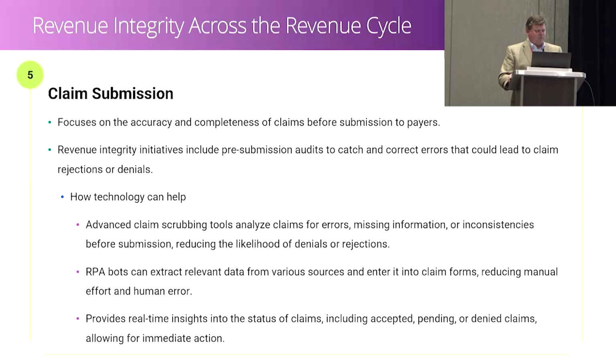You can also have real-time insights to the status of the claims, including accepted, pending, and denied claims, allowing for immediate action. So when that claim goes out, you need to understand, well, what's the status of this claim? Why is it taking so long to get paid? You can actually create automations that feed back to you what that status is. And you can also create demographics and KPIs where you can look and say, what is my payer mix? Which payers take longer to pay? Which payers are good payers? You have bad payers, right?